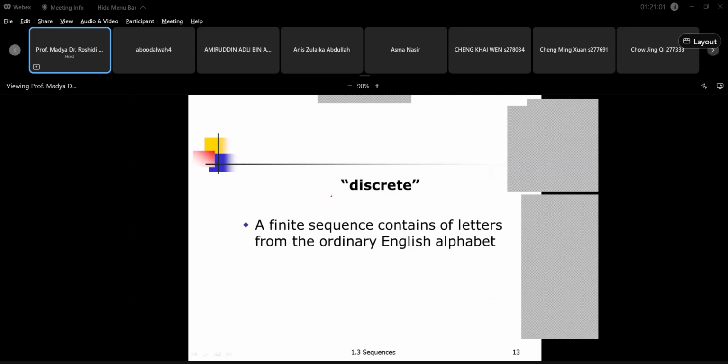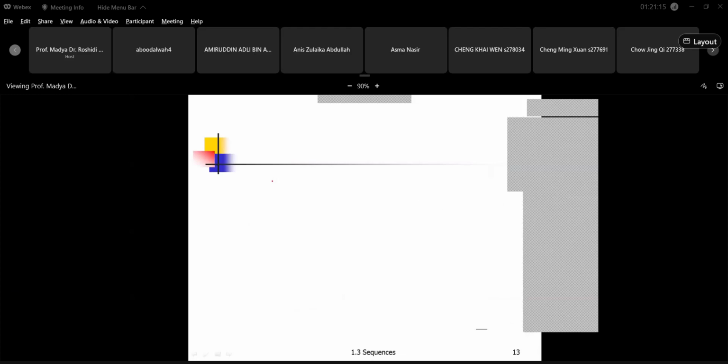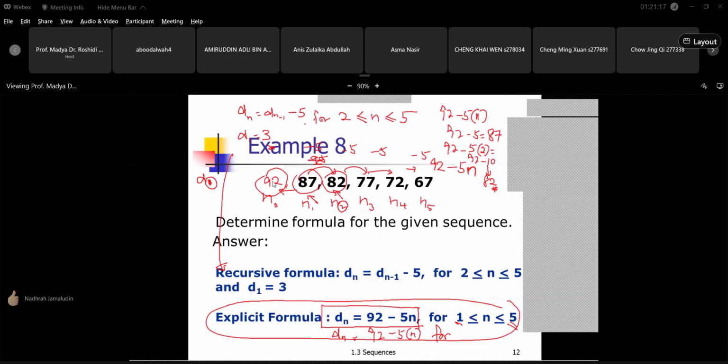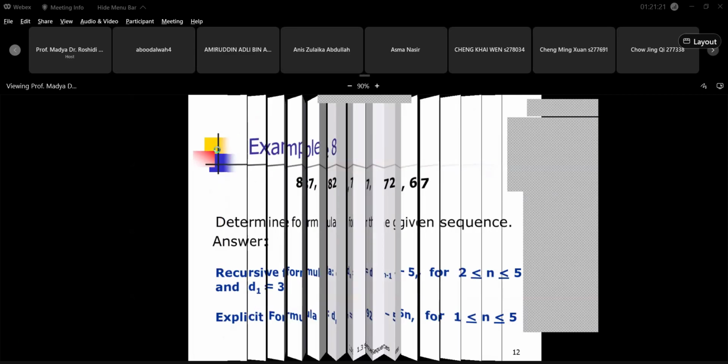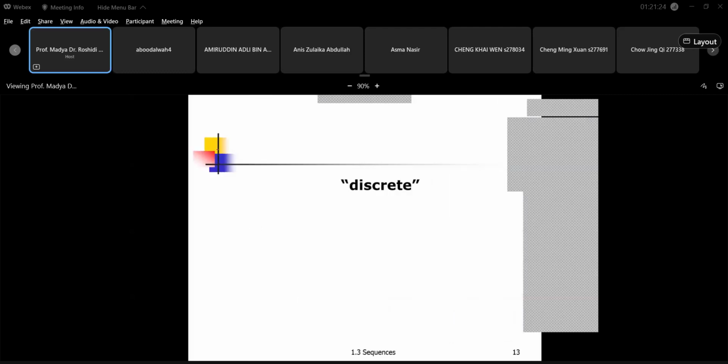So far, class okay? Okay, question? Okay, yes. Okay, so far okay, class? Okay. Now finished about recursive and explicit formula. Okay, thank you, Hanim.